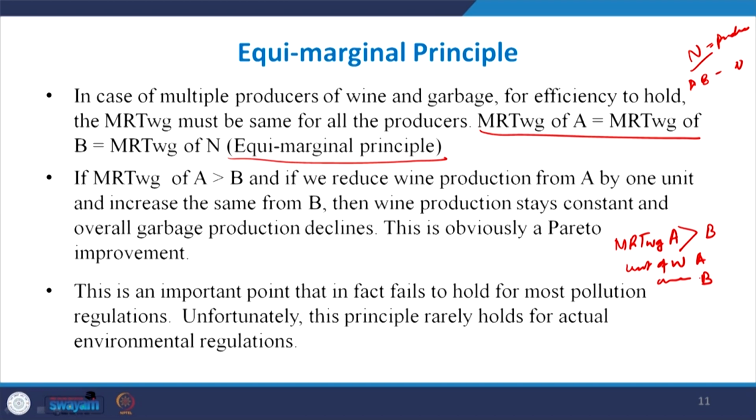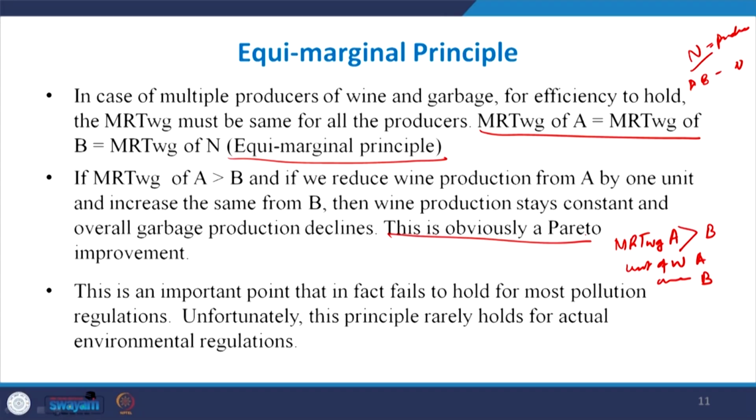MRT WG is equal to each other, optimization can be increased, or the overall level of garbage can be reduced by changing the production target of A and B, if there are only two producers A and B. That is called Pareto improvement, because in this case we can reduce the garbage in the economy without reducing the production of wine. So, that is obviously a Pareto improvement.